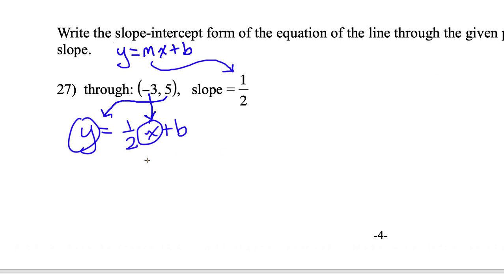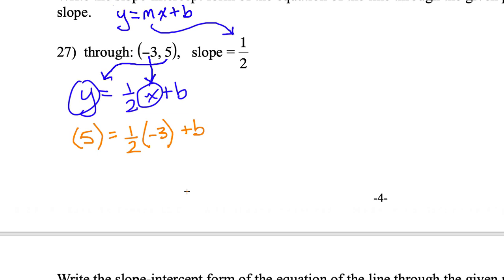I'm going to rewrite this equation as 5, in parentheses, because I'm doing substitution now, is equal to 1/2 times, using parentheses again, negative 3 plus b. Now I have an equation with one unknown. Again, that's kind of the whole goal of algebra. When you hit algebra 2 and algebra 1, everything, you're trying to get one variable by itself and then solve for it. Even in college, you're trying to get one variable by itself. And it's a struggle still.